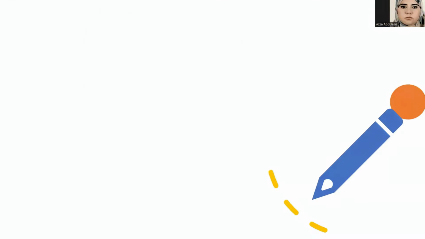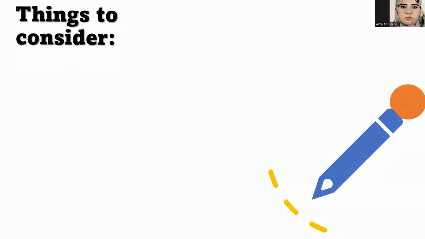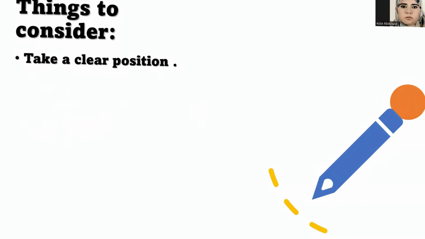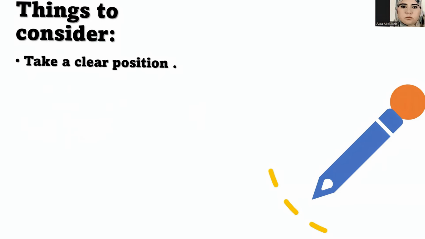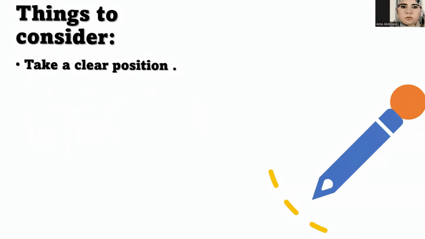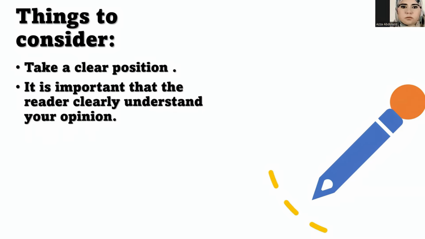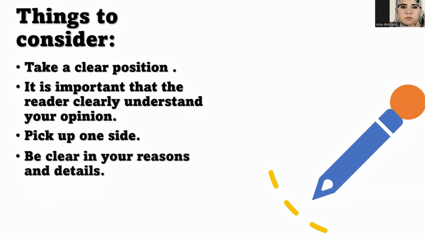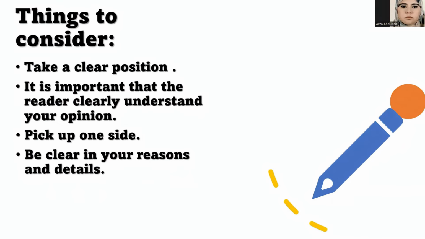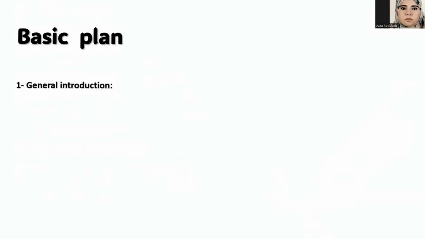Okay, before we start, we have some points that you need to consider. Number one, take a clear position, stick to only one side of the topic being argued. It's important that the reader clearly understands your opinion and picks one side, as I just said, and be clear in your reasons and the details. Are you ready? Let's start with how to structure an opinion school magazine article.